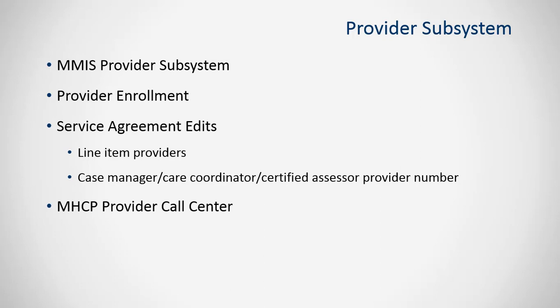The service agreement line item provider number and the case manager care coordinator certified assessor number is checked against the information in the provider subsystem. Edits will post if the provider record has missing or conflicting information. Since county, tribal, and managed care staff are not able to update or correct the provider records, please refer the provider for record changes to the MHCP Provider Call Center. The MMIS Manual DHS 4625 has this contact information along with extension numbers located near the beginning of the manual.